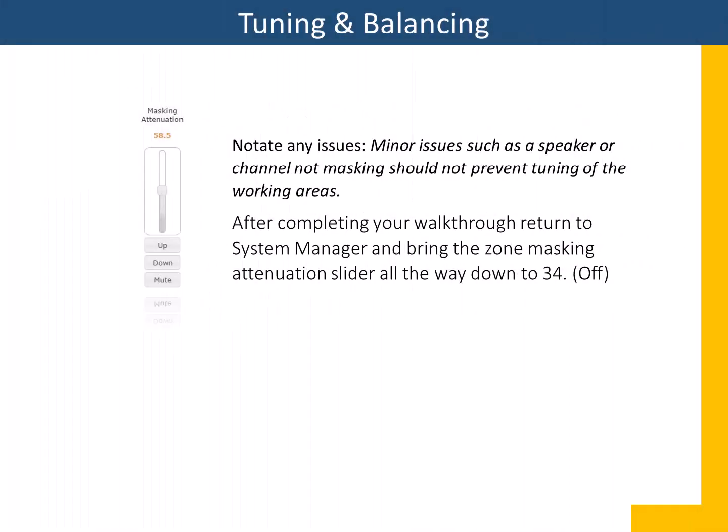It's important that you notate any issues that you encounter. Minor issues, such as a speaker being out or a single channel not functioning, will not prevent you from tuning the remainder of the space. After completing your walkthrough, return to System Manager and bring the zone masking attenuation slider all the way down to 34. 34 is our off position.